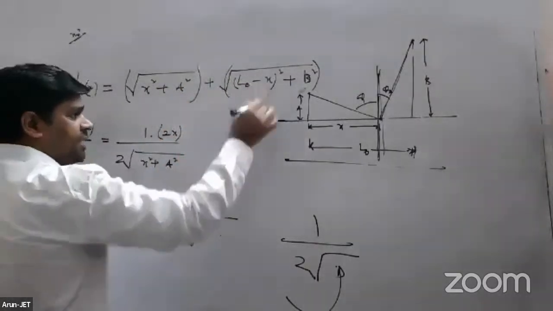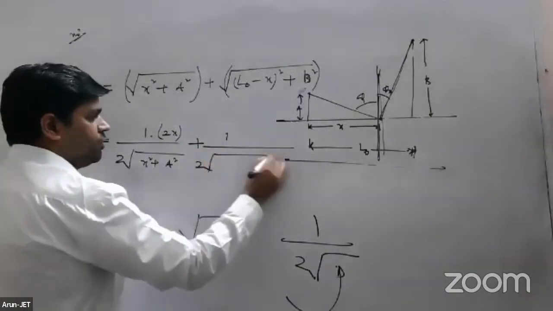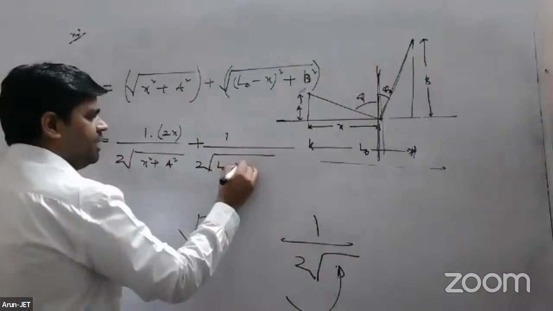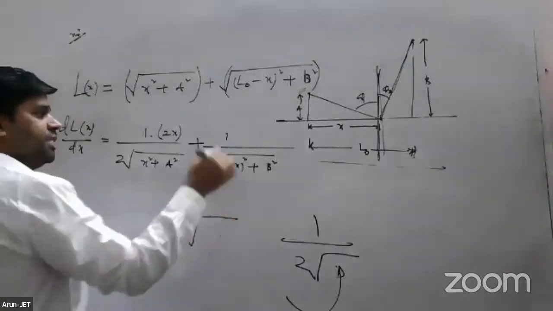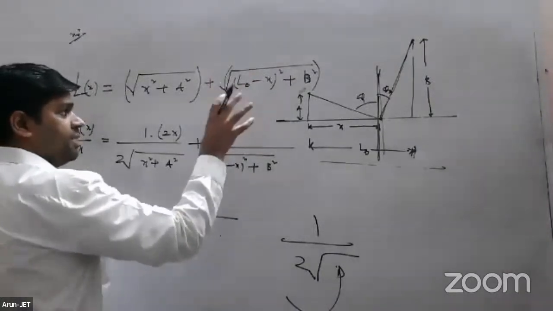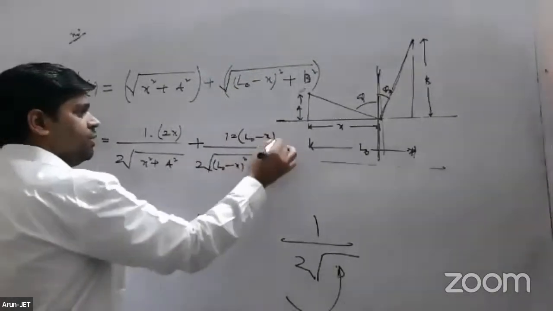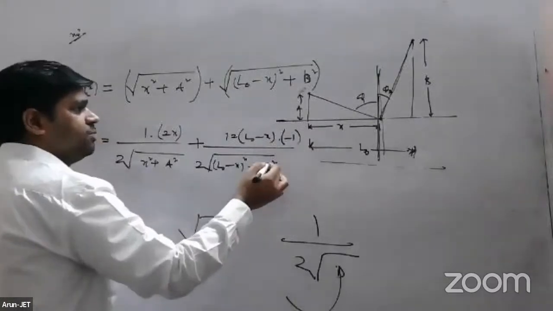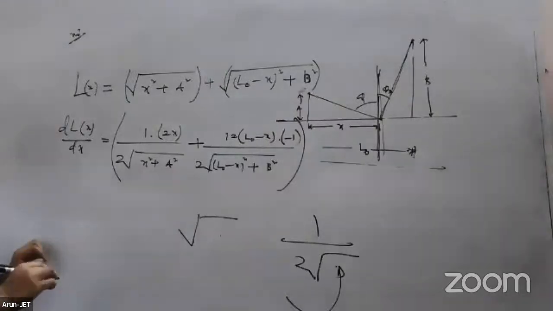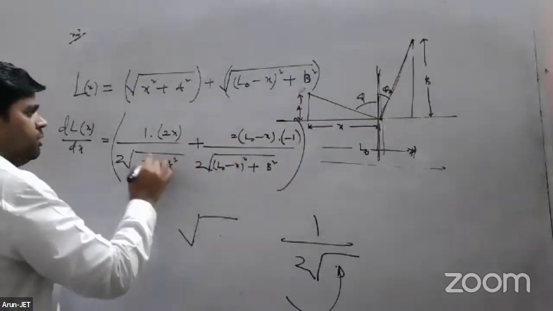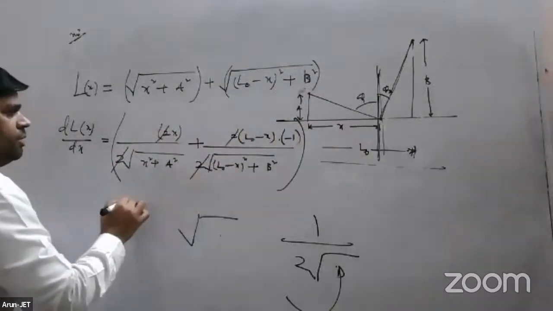Now, similarly, I differentiate this one. Plus 1 by 2 root of (L0 minus x) whole square plus b square. Now I go inside the function. What is the inner function now? (L0 minus x) whole square. So that would be 2 into (L0 minus x). I go inside the function now. The derivative of minus x is minus 1. So this 2 gets cancelled out, and this 2 gets cancelled out.